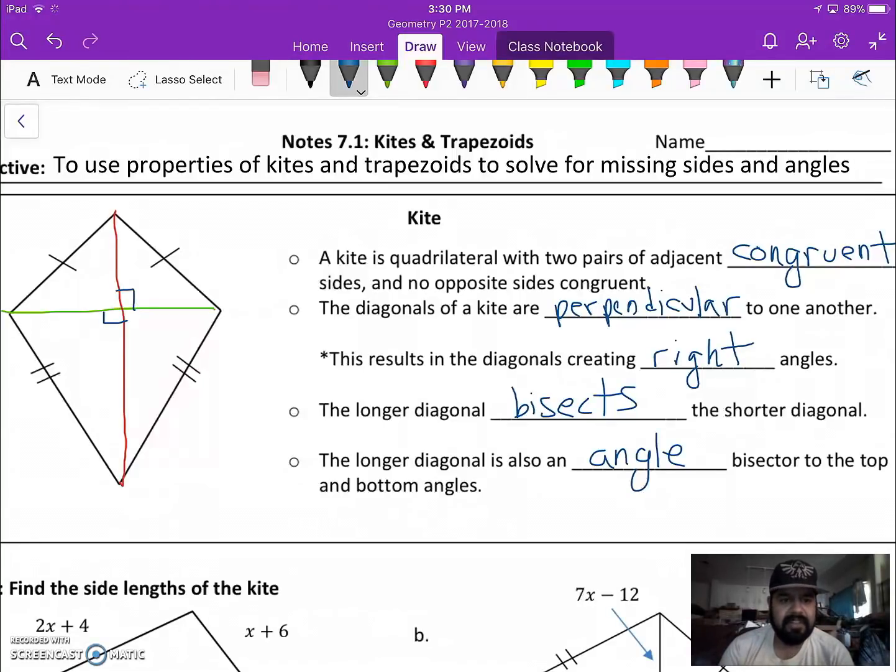The other thing we noted is that the long diagonal bisects our shorter one, so we can make some markings on the shorter one. We say that those 2 parts are congruent now. They are equal in length. And then of course the top and bottom angles are both split in half. So we can put our angle marking up here, and then we can also put them down below.